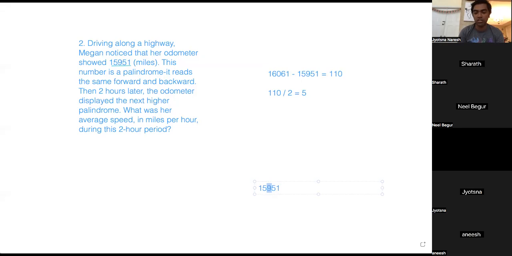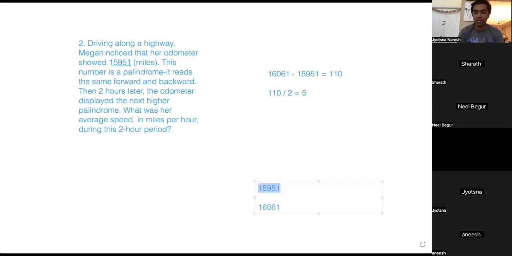So by just changing the third digit, we'd only go lower, right? This is already a 9. So the next thing that has to change is the second digit. So it would be 16 something 61, which could be a palindrome. To make it as small as possible, this would be 16061. So that would be the next palindrome, and that's when Megan was 2 hours later.